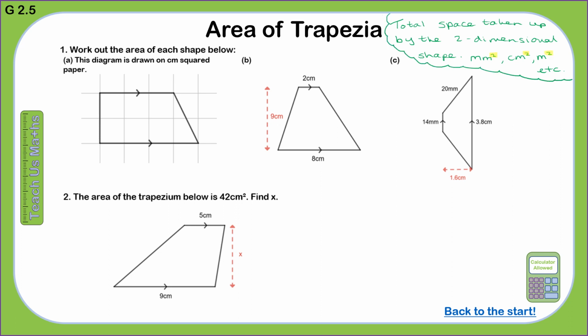Let's have a look at our questions. Question 1. Work out the area of each shape below. Part A. This diagram is drawn on centimetre squared paper. So this trapezium is drawn to scale on centimetre squared paper. Each small square is 1 centimetre long and 1 centimetre wide, therefore has an area of 1 centimetre squared.